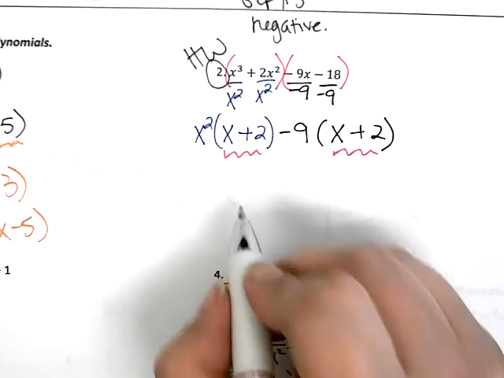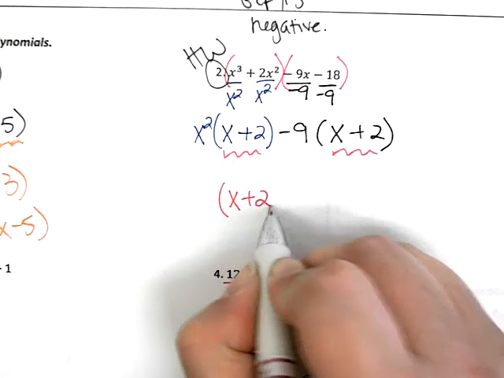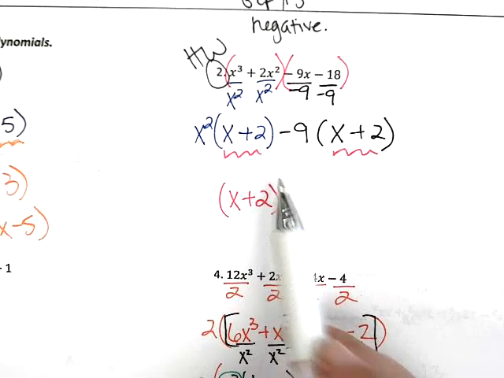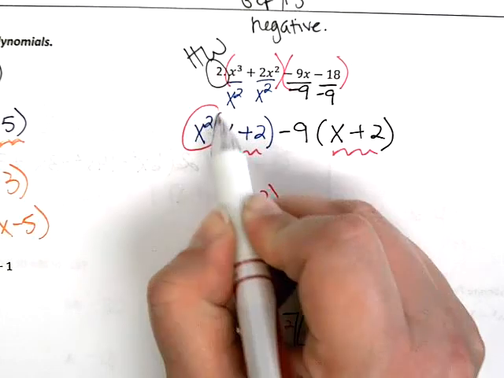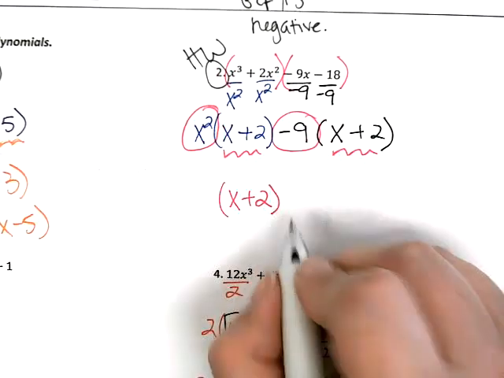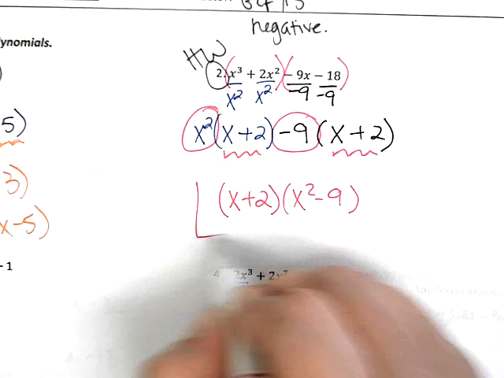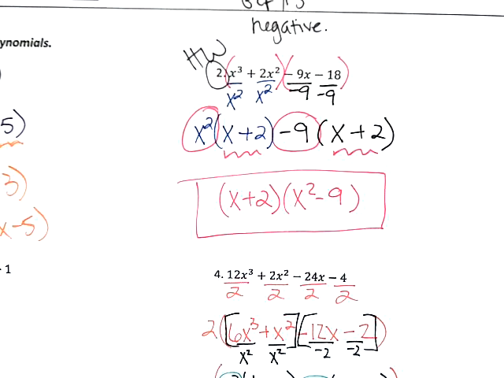So you are going to take that x plus 2 and you're going to write it once. I'm essentially going to factor it out, and then I'm going to take my leftovers, which are x squared and minus 9, and I'm going to put those in their own set of parentheses. And that is how you factor by grouping.